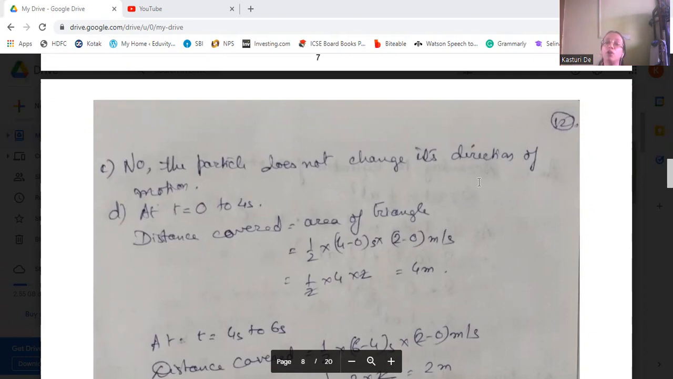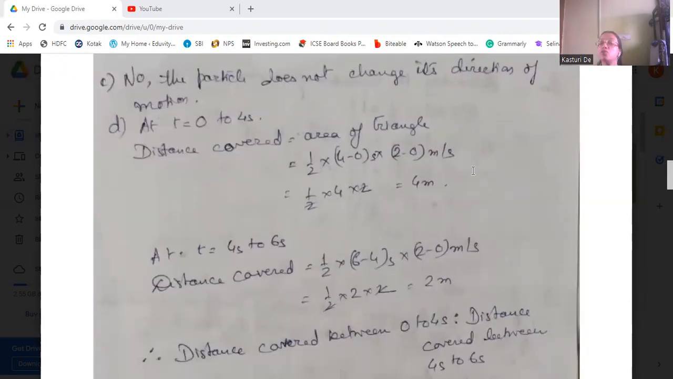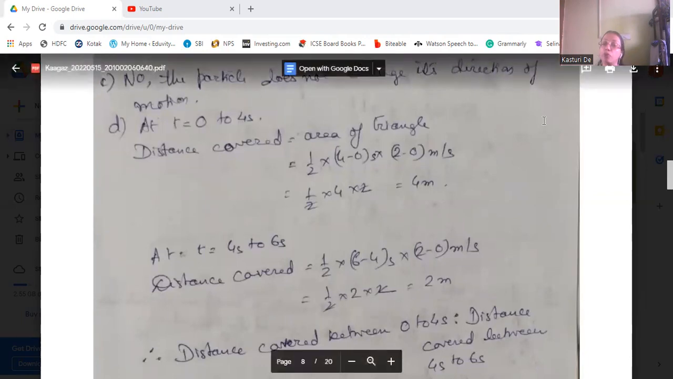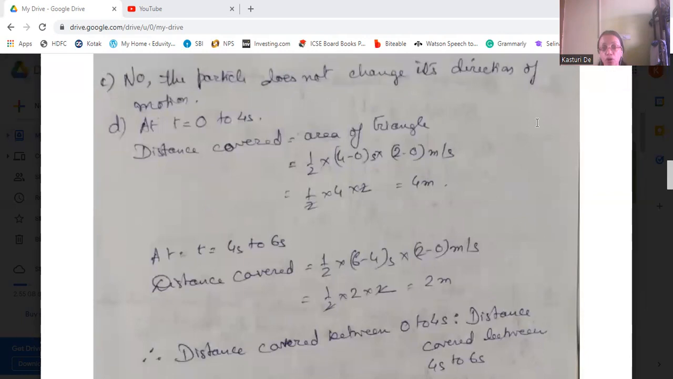And from t is equal to 0 to 4 seconds, the distance covered will be again the area of the triangle, half into 4 minus 0 into 2 minus 0. Okay. So half into 4 into 2, it will be 4 meters. And when t is equal to 4 seconds to 6 seconds, the distance covered will be half into 6 minus 4 in seconds time, and the velocity will be 2 minus 0. Okay, so half into 2 into 2, that is 2 meters.